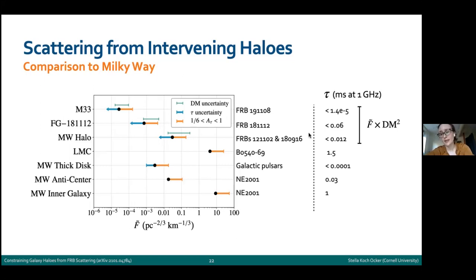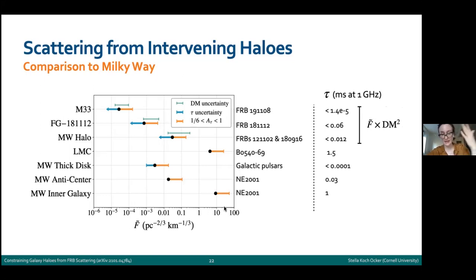I should also mention that over here on the right, I've put the equivalent limits on the pulse broadening in milliseconds at 1 gigahertz. And in each of these cases considered in the paper, we present our results first as the fluctuation parameter times DM squared, so that in the future, if better constraints on the DM are obtained for these halos, then we can go back to our original results and easily use them.